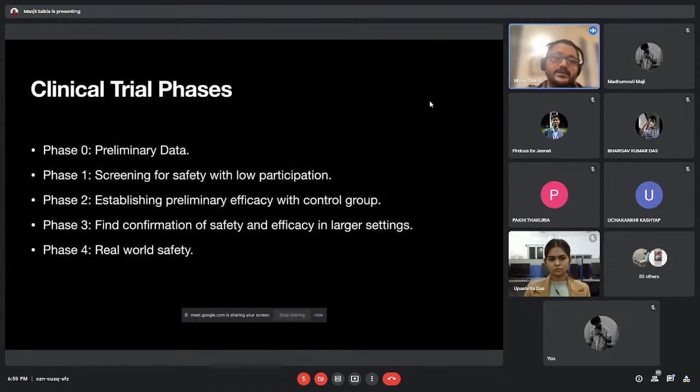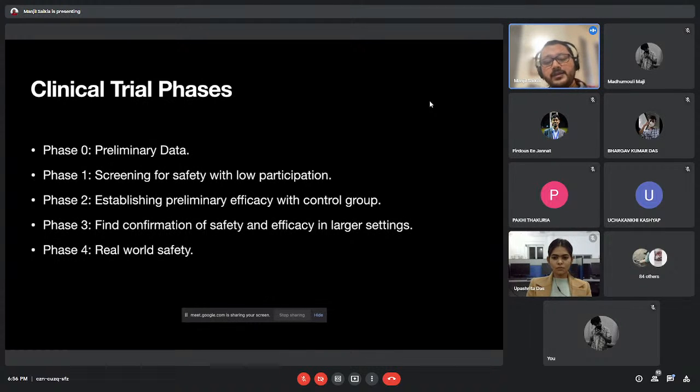Anyway, so there are phases in the clinical trial. Phase 0 is just preliminary data generation. Phase 1 is screening for safety with very low participation. Phase 2 is then establishing whether a particular medicine or vaccine is effective in a control group. Again, it is like maybe 100 people or 200 people. And then phase 3, which is more widely spread, is done in different regions, in different nationalities. It takes into account different people in different socioeconomic strata and so on. And then it is tested for both safety and efficacy in larger settings. And once all of this is cleared, then you have the medicine or the vaccine.